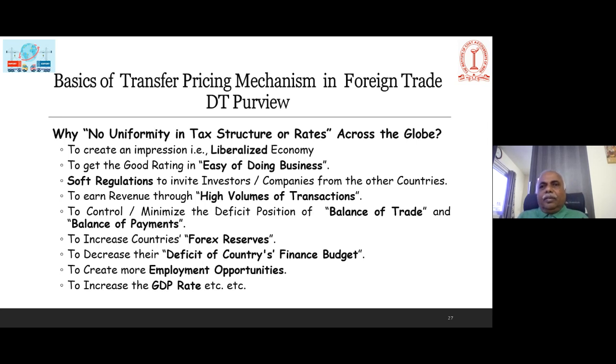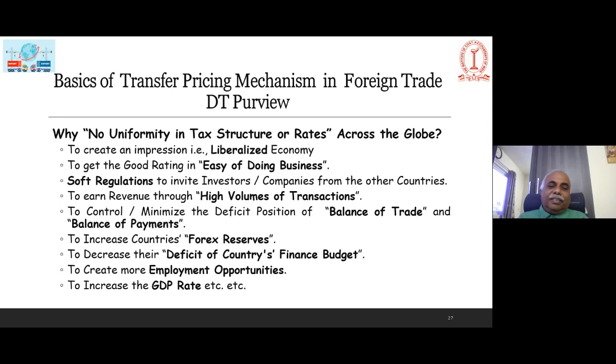Even in India, the balance of trade is negative, the balance of payments is negative. So to overcome that problem, some countries are reducing the tax and increasing their foreign exchange reserves. One of the ratings of a country is that forex reserves ought to be more. Once the forex reserves are more, the rating of the country given by Standard and Poor's will increase.